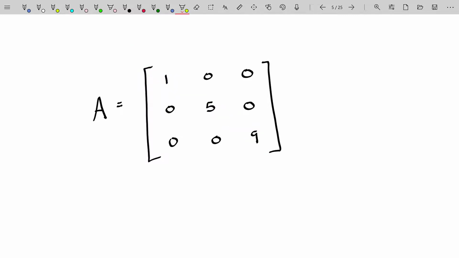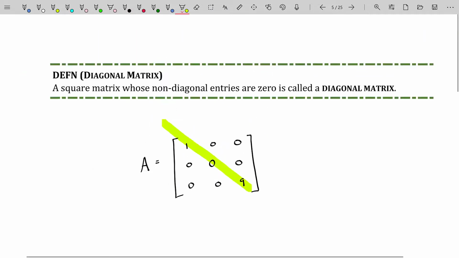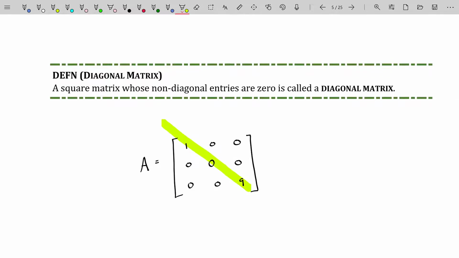By the way, a little bit of a side note, it's not that every entry on the main diagonal has to be non-zero. By definition, this still would be a diagonal matrix. In fact, by definition, a square matrix whose non-diagonal entries are 0 is called a diagonal matrix.